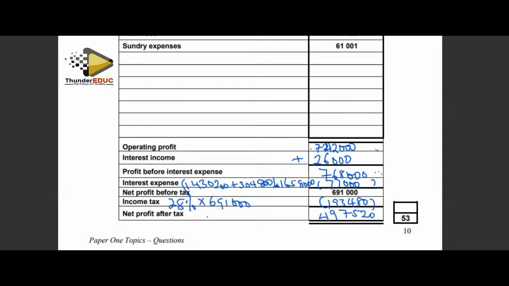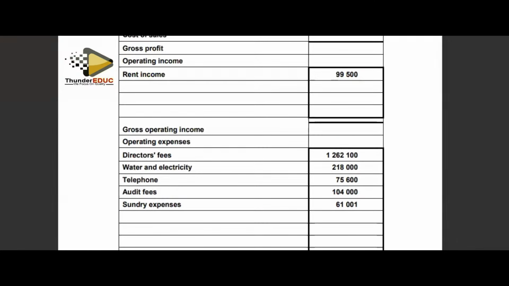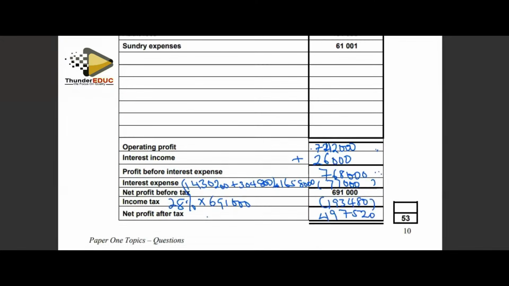Okay, so we are done with preparing the income statement. Then the other question they wanted us to do, just to wind up with the income statement: you saw where we started from. We started from our sales, then cost of sales, gross profit, operating income, the way we did everything. Then expenses, we deducted them, until we reached up to here.